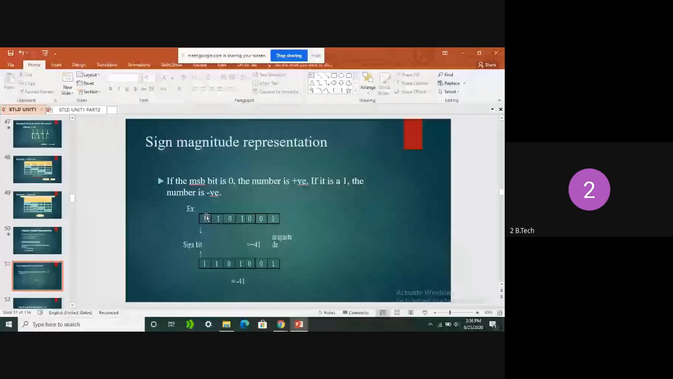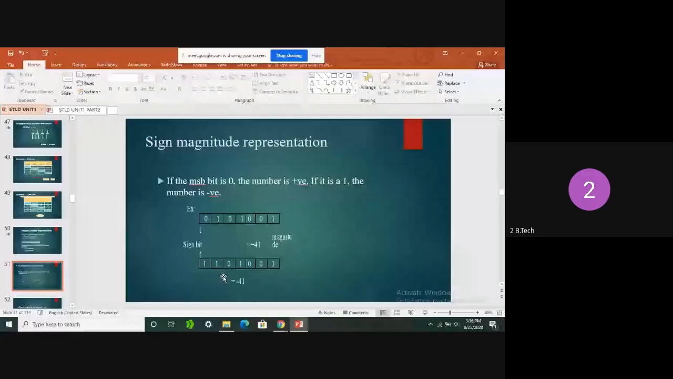So take another example. Take the same value, but in its sign bit 1 is located, so it is purely a negative number. That is nothing but minus 41. This is the way the computer or processor identifies negative and positive numbers, simply by placing 1 in its MSB position or 0 in its MSB position. Is that clear, all of you?